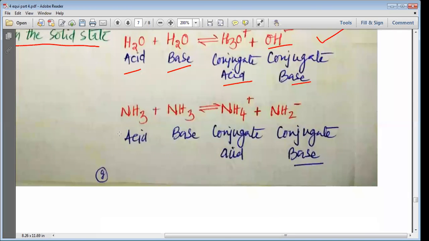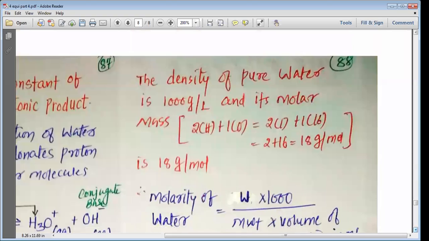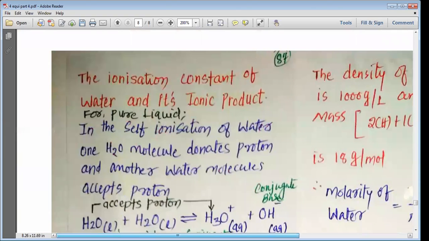In the same way, when we have NH3 and NH3, one NH3 behaves as an acid, another NH3 behaves as a base, and thus we get the conjugate acid NH4 plus and the conjugate base NH2 minus. This is also the process by which we understand the self-ionization of ammonia. So this is how, my dear students, we study the self-ionization of ammonia, the ionization constant of water and its ionic product.